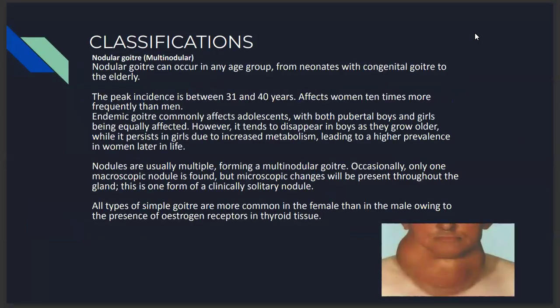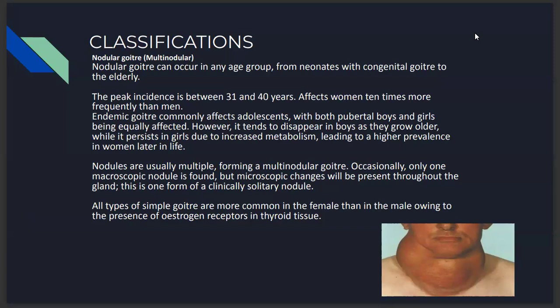A nodular goiter is also known as a multinodular goiter. It can occur in any age group from neonates with congenital goiter to the elderly. The peak incidence is between 31 and 40 years. It affects women 10 times more frequently than it affects men. Endemic goiter commonly affects adolescents, with both pubertal boys and girls being equally affected. However, it tends to disappear in boys as they grow older, while it persists in girls due to increased metabolism, leading to a higher prevalence in women later in life.